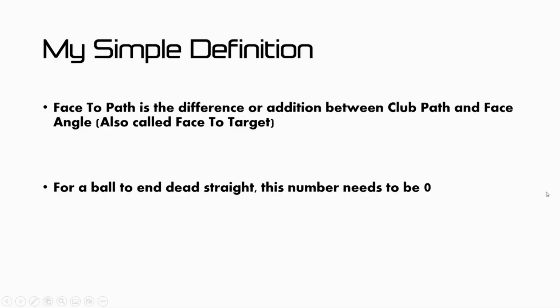Face to path is the difference between your face angle and your club path. So I wrote addition in this, but I don't think that ever actually applies because it is truly always your face angle minus your club path. The reason addition is in there is because sometimes when you take a positive number minus a negative number, it contradicts itself. We'll kind of get into it, but for a ball to end straight of where you want it in relation to target, you need that face to path number to get to 0.